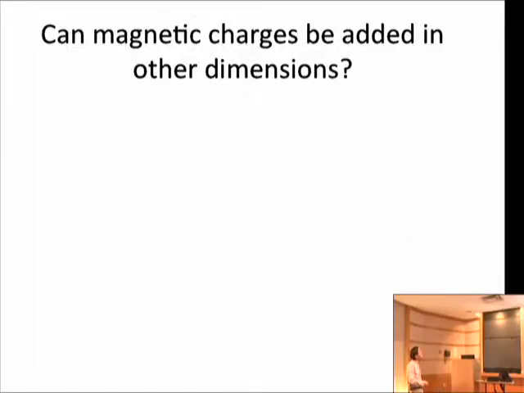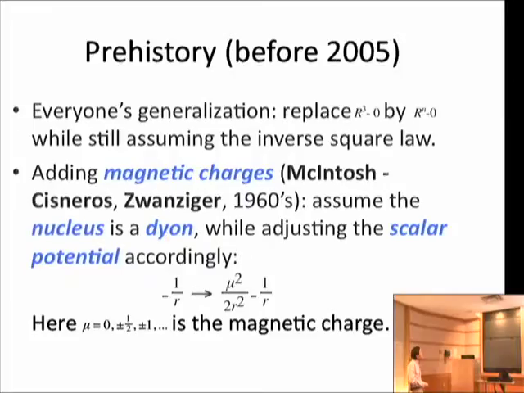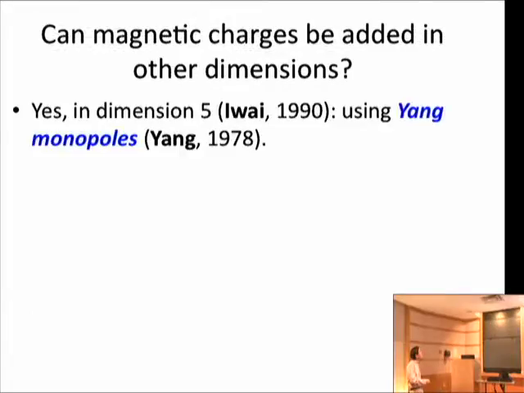Okay. And then, of course, there's a natural question. Remember, we have the high dimensional analog of the Kepler problem. We also have a magnetized version of the Kepler problem. So naturally, you say, combine these two. Can we add magnetic charge in high dimension? That's a natural question. And the answer is yes, in dimension 5.